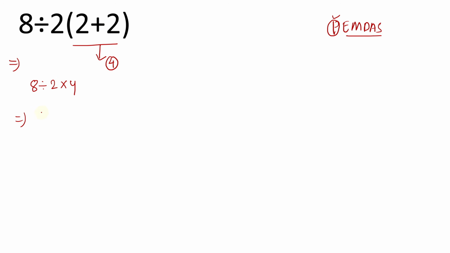Now many are solving it in a way like 8 divided by 4 times 2, which equals 8, and 8 divided by 8, they will get the answer 1. But this is the wrong way. I will show you how you can solve it.